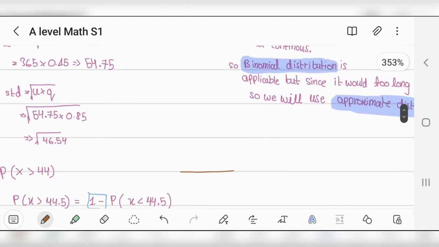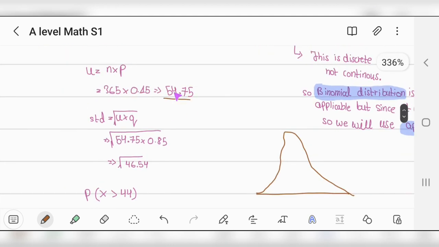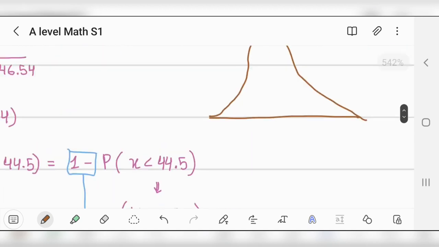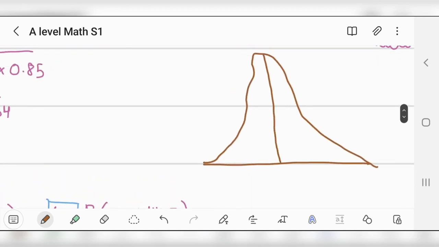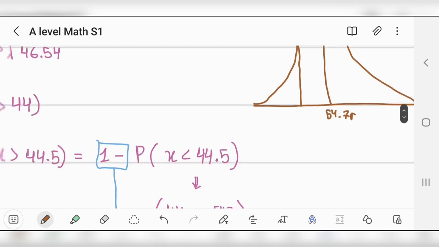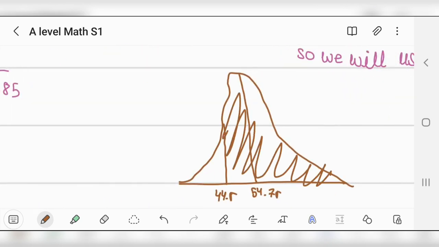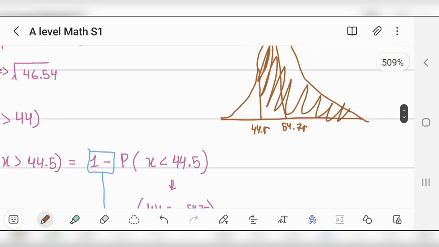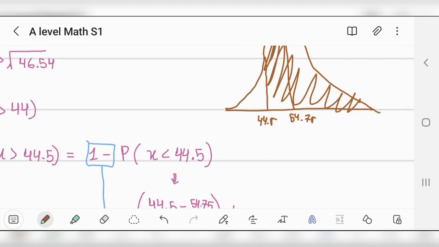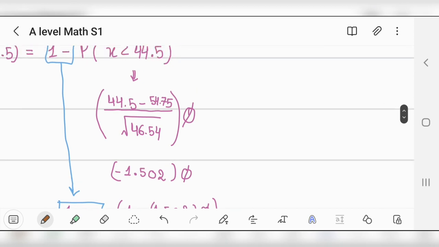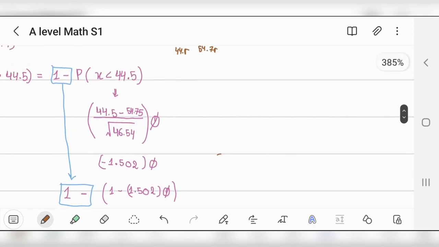Okay, let me draw the diagram again. So we got the mean, which is 54.75, and we got the x value, which is 44.5, and we need to find the probability which is greater than 44.5. Okay, so first of all, we're going to convert this into a z-score. Converting this into a z-score, we got it in minus form, and we neglect the minus.